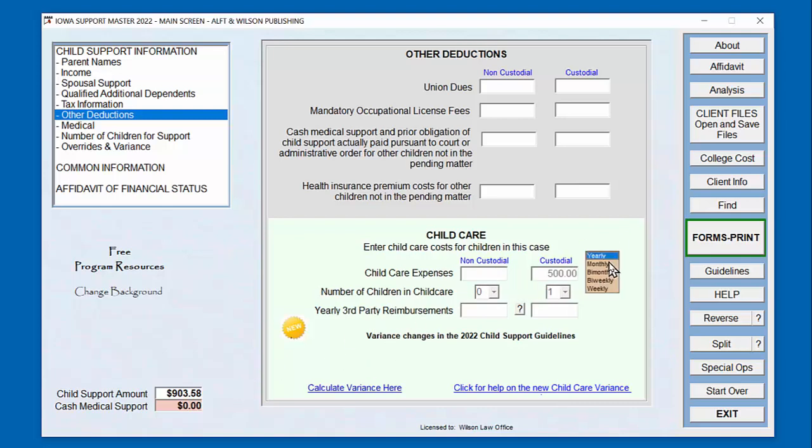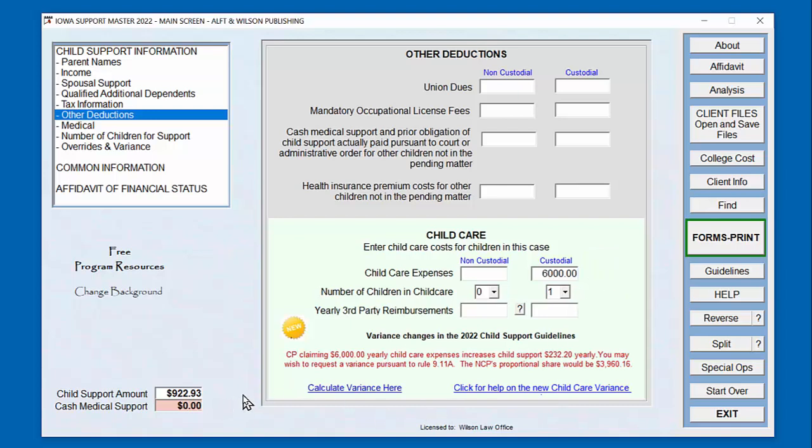$500 per month. We went from $903 to $922. Now Iowa Sport Master is telling us here the custodial parent claims $6,000 yearly for child care expenses. This increases the child support by $232.20 yearly. So of the $6,000, the custodial parent is paying roughly $5,750, and the non-custodial parent's child support obligation went up by $232 for the year.